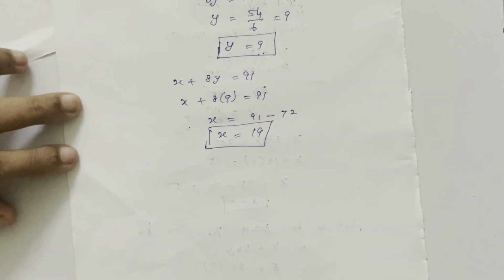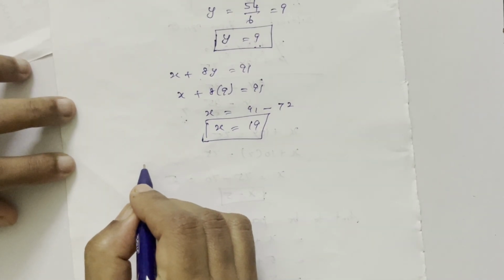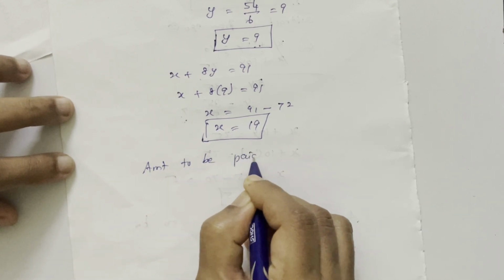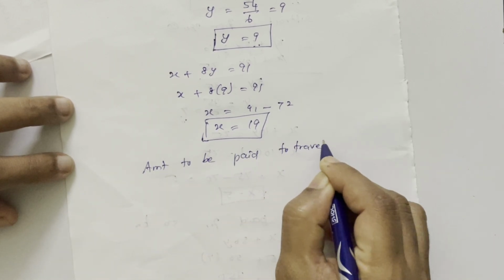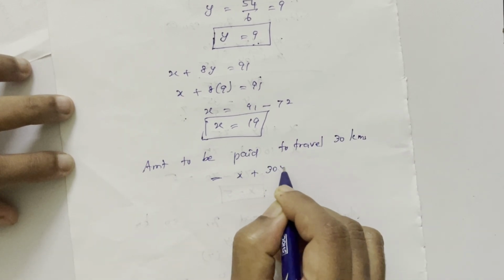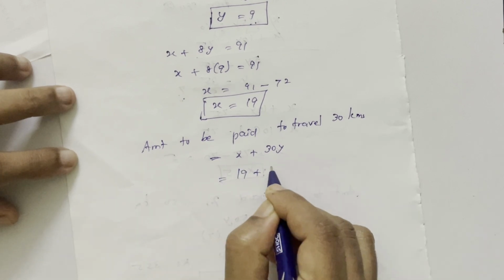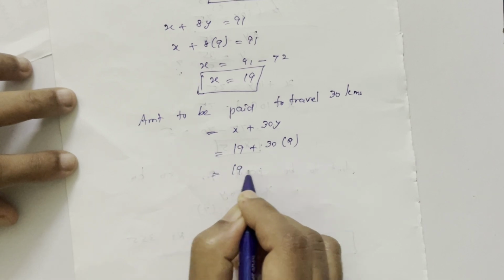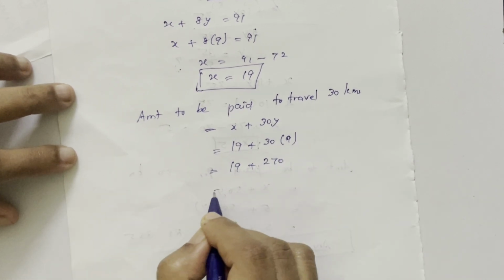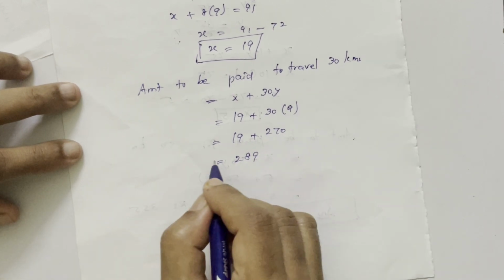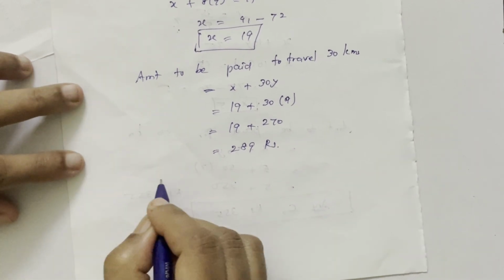So we have to calculate the amount to travel 30 kilometers. Amount to be paid to travel 30 kilometers equal to x plus 30y. x is 19, 30 times y value, which is 9 rupees. Rupees 289. This answer corresponds to option B.